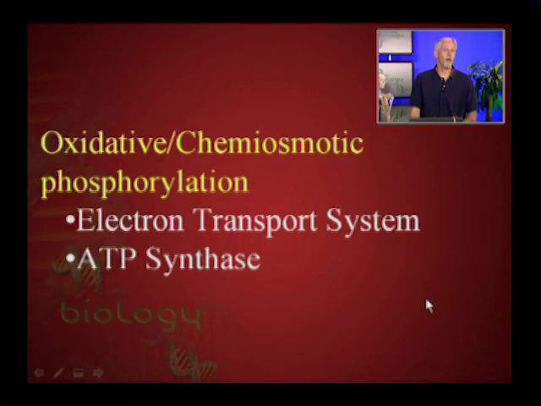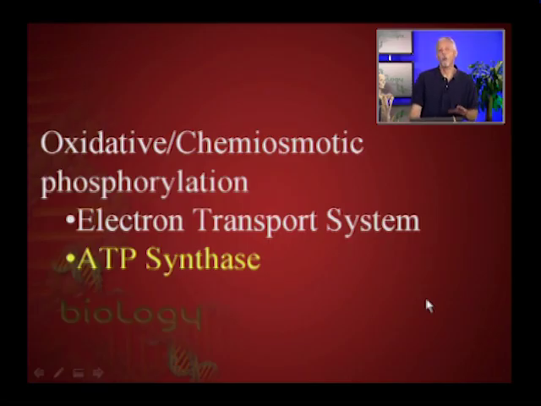Now, by far the majority of ATP molecules in nature are produced by another type of process, and we refer to that as an oxidative or chemiosmotic phosphorylation. And there are two components to an oxidative or chemiosmotic phosphorylation. One involves an electron transport system, and the other aspect of this is ATP synthase.